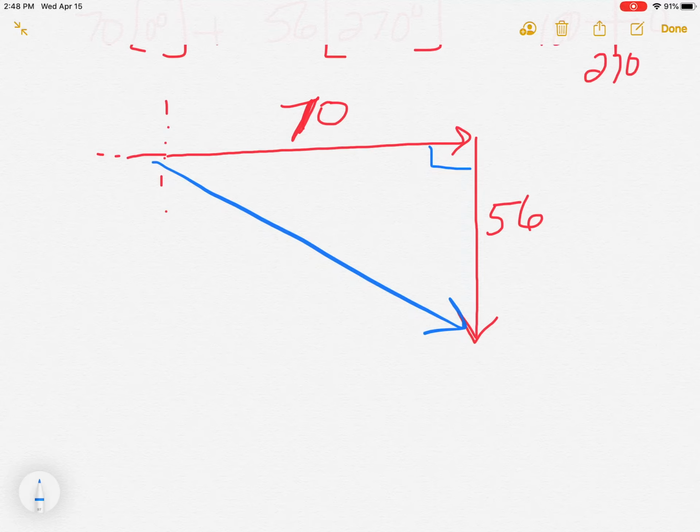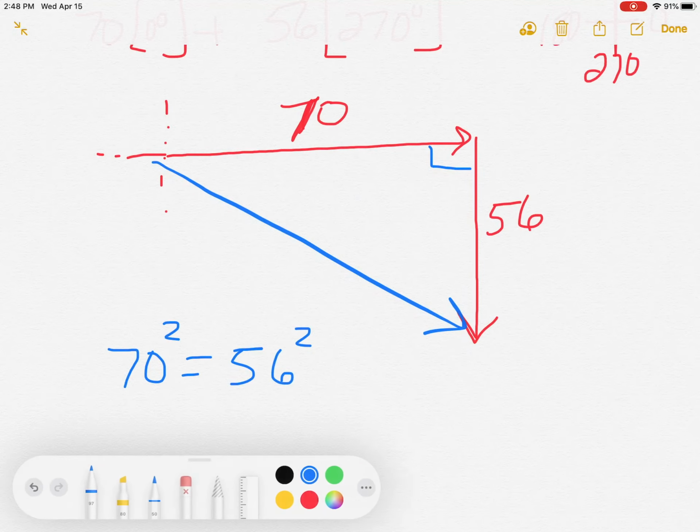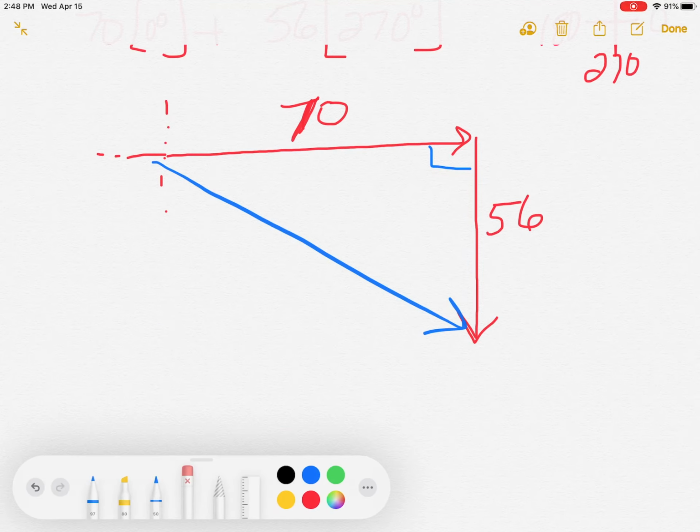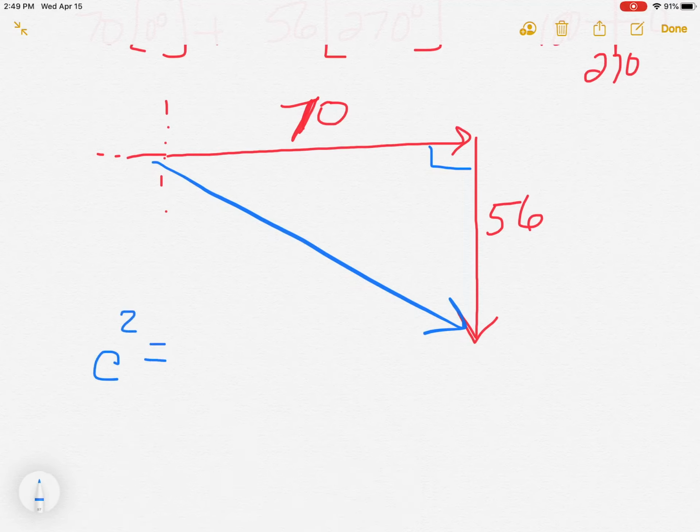So Pythagorean theorem, I just realized I don't have my calculator handy, so we have 70 squared equals 56 squared. Sorry, let's do that again. I'm thinking about how I'm going to do these calculations without my calculator. Okay, so we have c squared, which is the blue, equals 70 squared plus 56 squared. I'll run and get my calculator, so take a breather. I'll be right back.